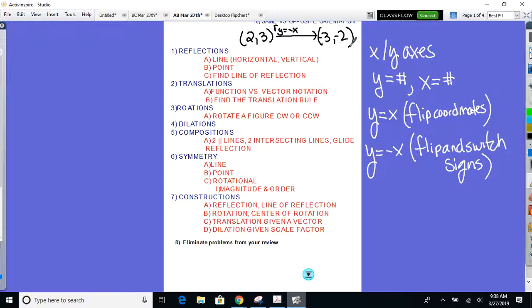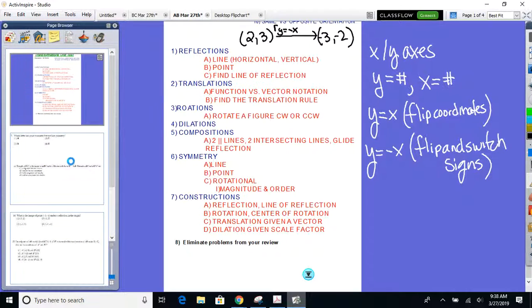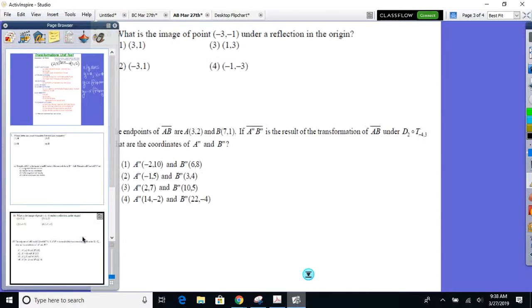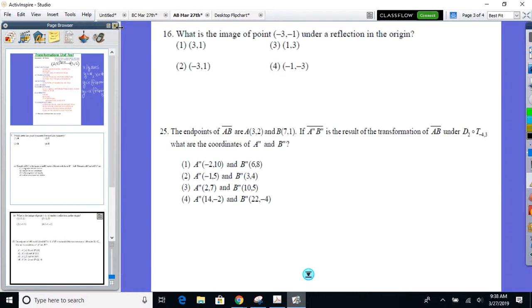Anything else going? All right, point. Any questions on point? If you want, we can do an example. Is there any? Oh yeah, there you go, everybody. Number 16. That point happens to be the origin.